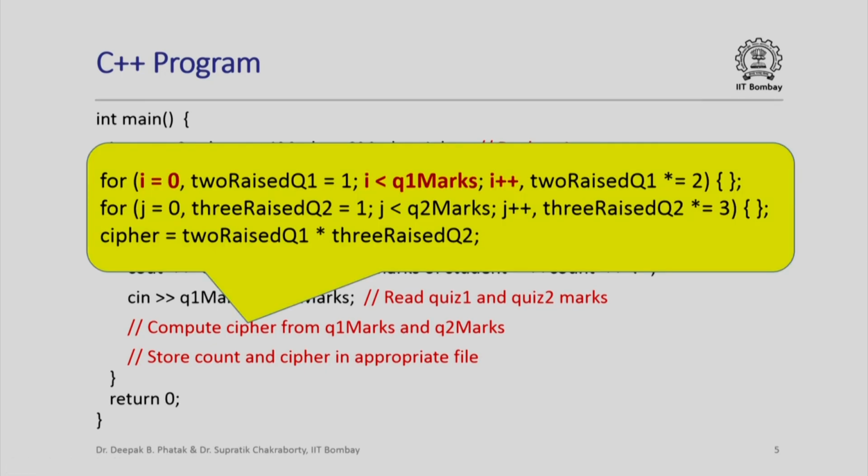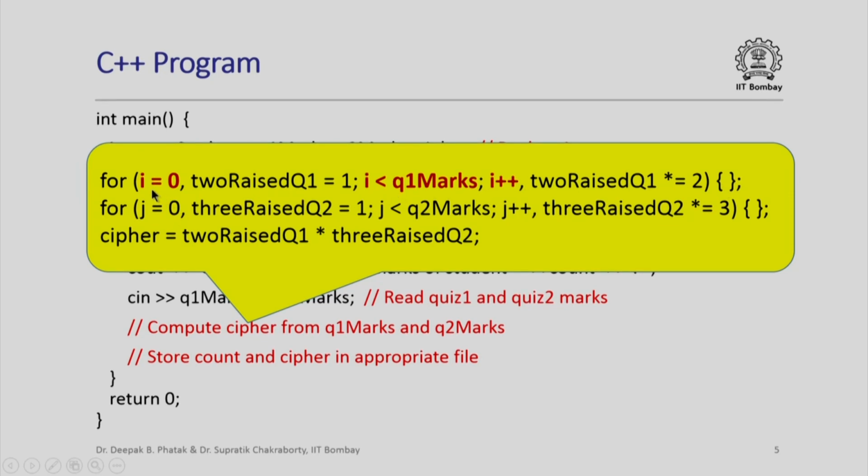Now how do we compute the encoded form from quiz 1 marks and quiz 2 marks? We have seen that this has to be 2 raised to quiz 1 marks times 3 raised to quiz 2 marks. How do I compute 2 raised to quiz 1? Here is a simple for loop which will help us do that.